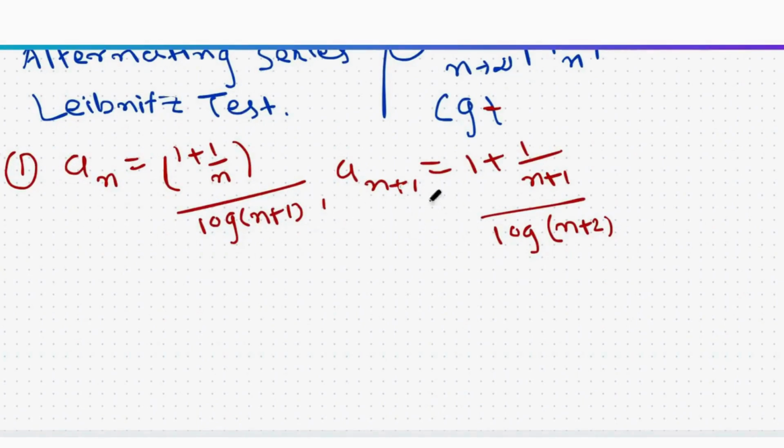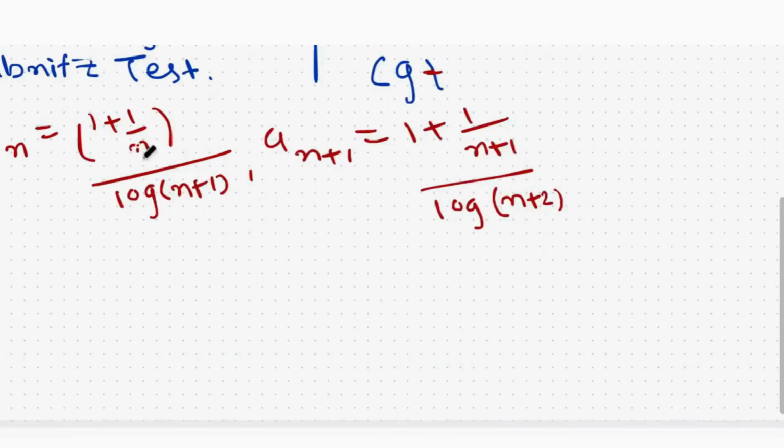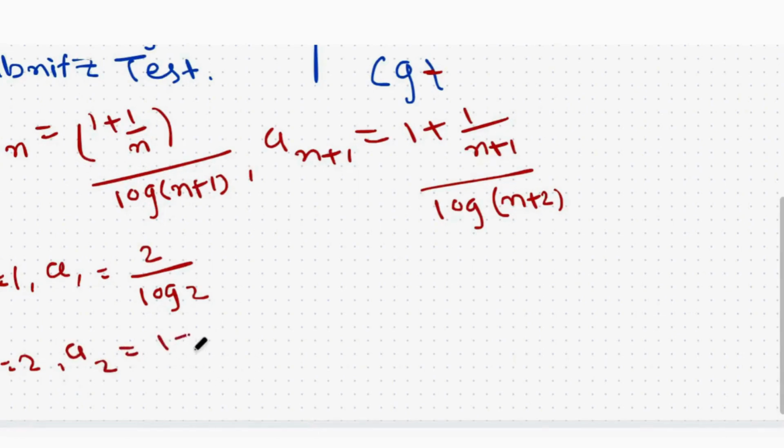Okay. So how to check? Here n equal to 1. Okay. So what we get? a1. So a1 will be 1 plus 1, 2, 2 upon log 2. Put n equal to 2. So what we get? a2. a2 is what? 1 plus 1 by 2 upon log 3. Okay. So use the calculator and find this value.